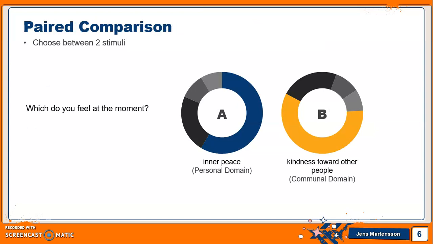Paired comparison is another scaling method. The test taker compares pairs of stimuli and selects which she identifies with. For example, you may compare an item from personal domain and an item from communal domain. The test taker may choose between the 2 items, which reflects her feelings at the moment. So, at the moment, which do you feel more? Inner peace or kindness towards other people?